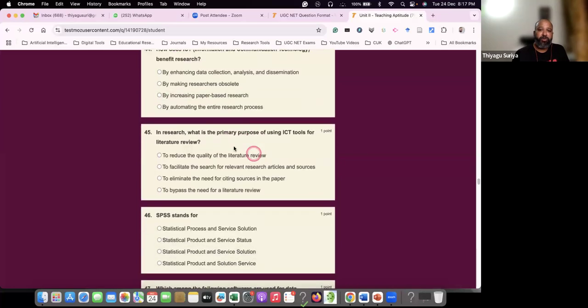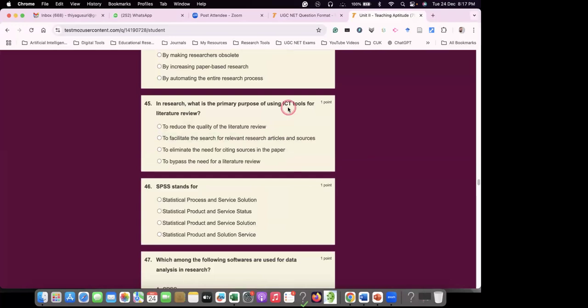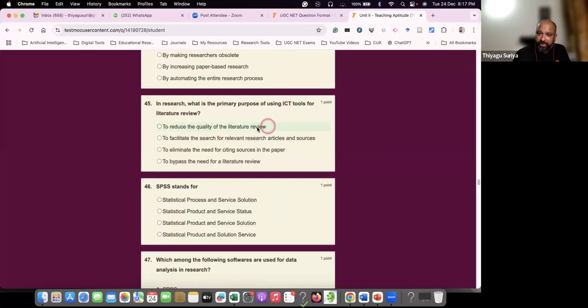In research, what is the primary purpose of using ICT tools for literature review? They are asking about ICT for literature review. The second option, to reduce the quality of literature, is not correct at all. Option B, to facilitate the search for relevant research articles, is correct. It's option B, right? Eliminate is not correct. Bypass is not correct.